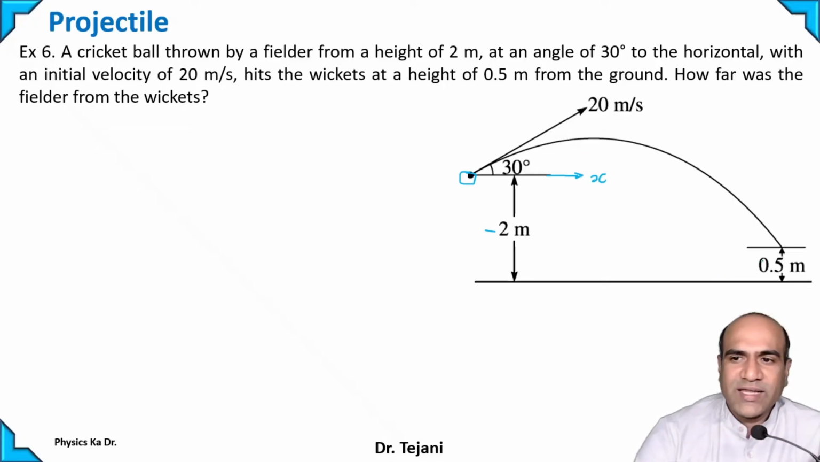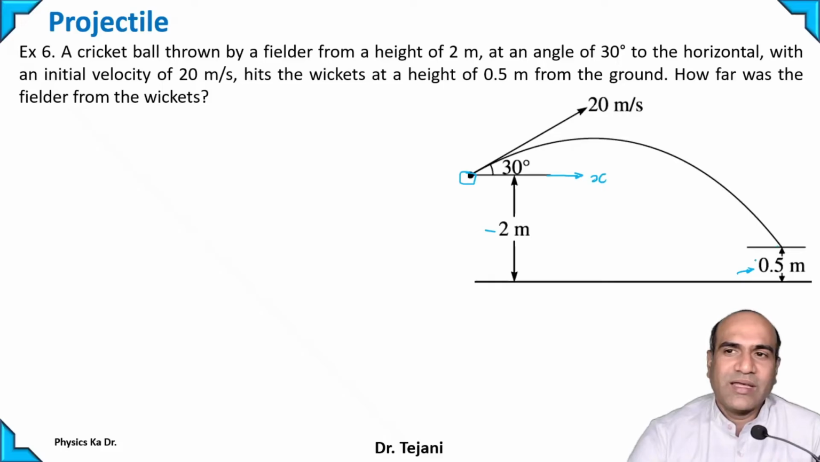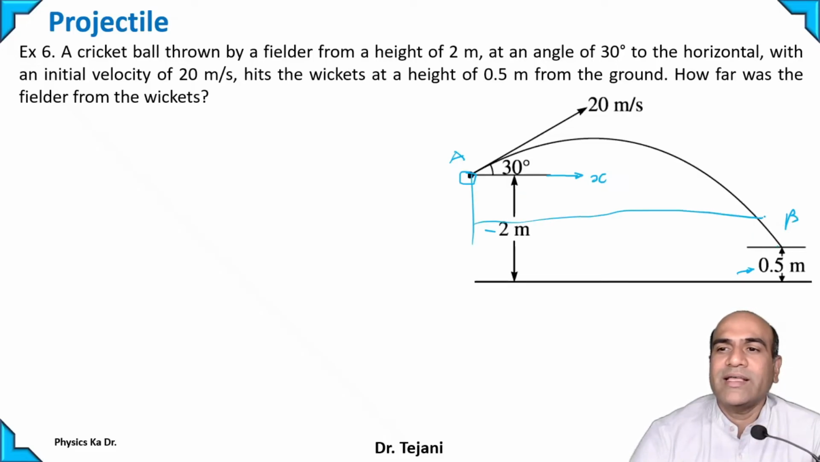It hits the wicket. There is a wicket, right? There are three stumps which are called wickets. It hits the wicket at a height. It is not hitting at the ground, but it is hitting at some height, 0.5 meter from the ground. How far was the fielder from the wicket? So we just need to have the range. Say this point is A and this point is B, and we need the horizontal range, this distance.